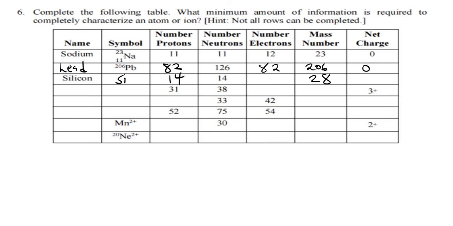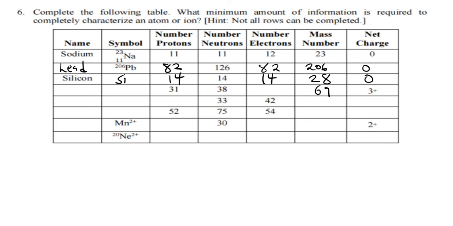Then the number of electrons is going to be 14. Then we're going to have a charge of 0 there. Then for these other elements, there's 31 here as the proton number, and the neutron number is 38. Now when we add 31 plus 38, what do we have as a mass number? 69. So I'm going to have 69 here.